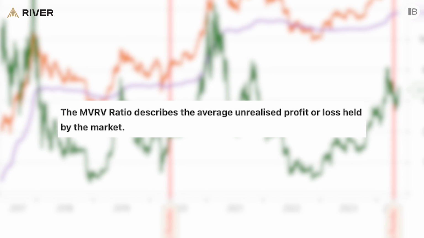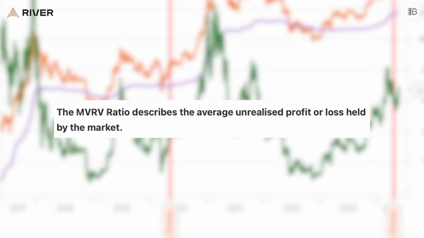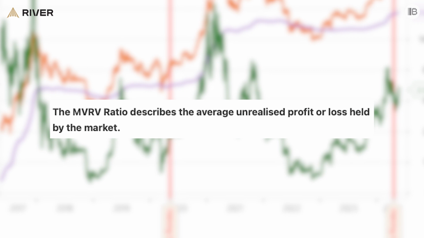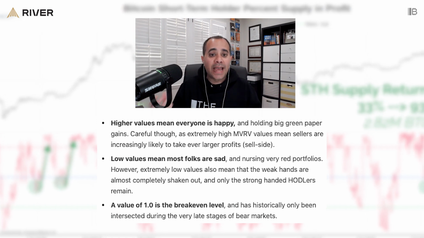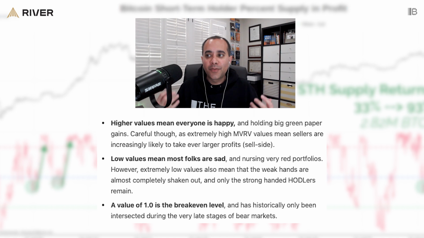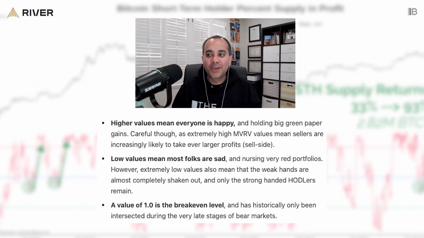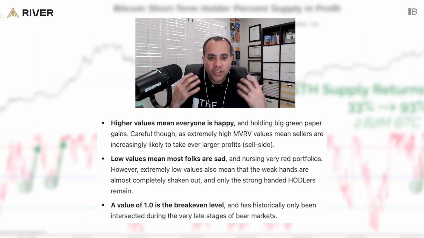That's right. So then the other metric that sits really at the fundamental level, it's just a derivative of realized price and market price, and that's MVRV. You describe it as the average unrealized profit or loss held by the market, and it's the ratio of the market price to the realized price. And you have this great little description of areas of MVRV. Higher values mean everyone is happy. Lower values mean folks are sad. And a value of 1.0 is the break-even level. I mean, it's just a great way to think of it.